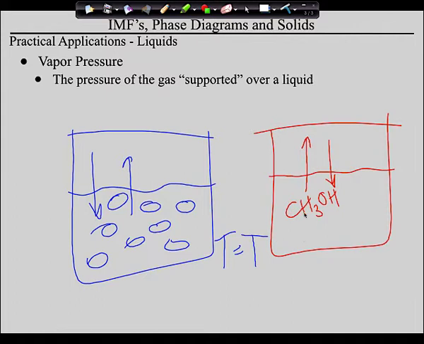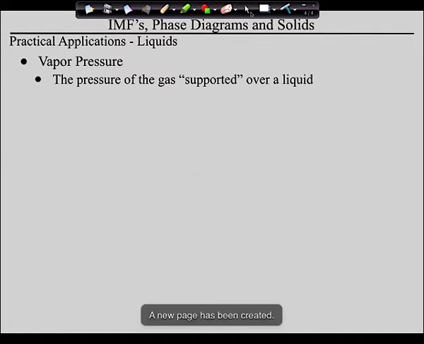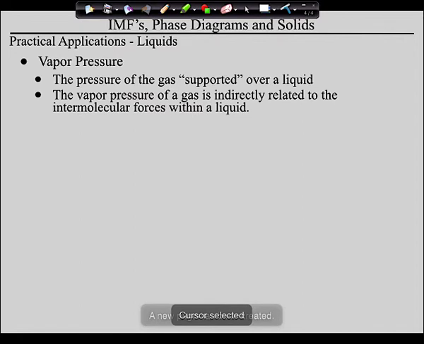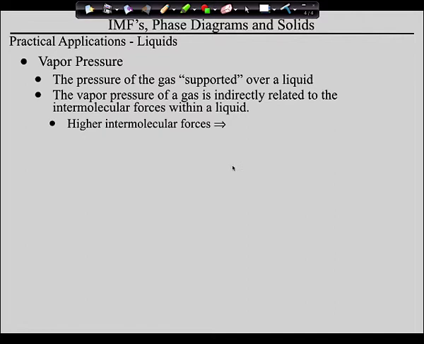You groovy? Okay, so guys, this then would be the summary. Please be judicious in what you write down. You've already got this, right? The vapor pressure of a gas is indirectly related to the IMFs within the liquid. We understand that higher intermolecular forces means more energy is needed for these things to escape. Therefore, they have lower vapor pressures. You good? I think you've got all that, right?